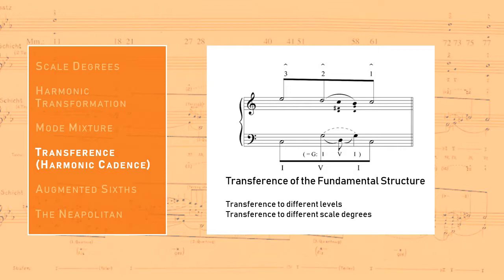The fact that transferences of the fundamental structure can be applied to any scale degree and at any level of foreground and middle ground means that we are able to make very precise descriptions of small-scale and large-scale tonicizations in a given piece of music.